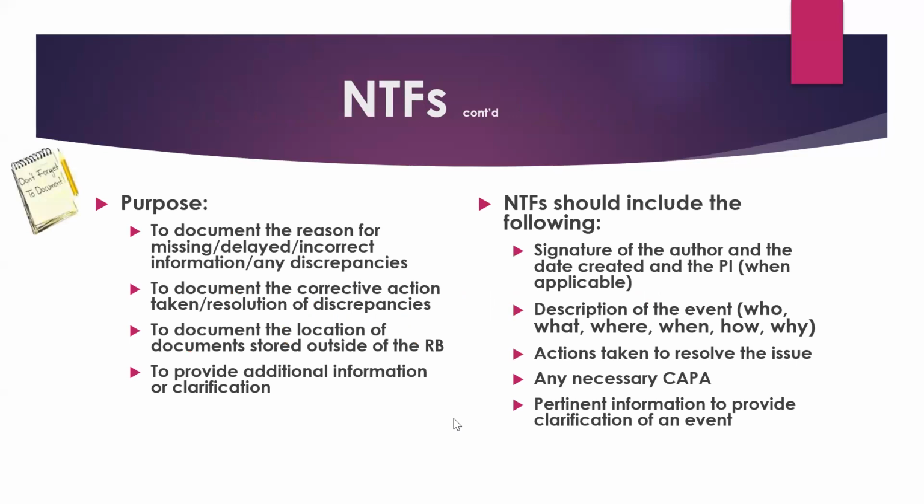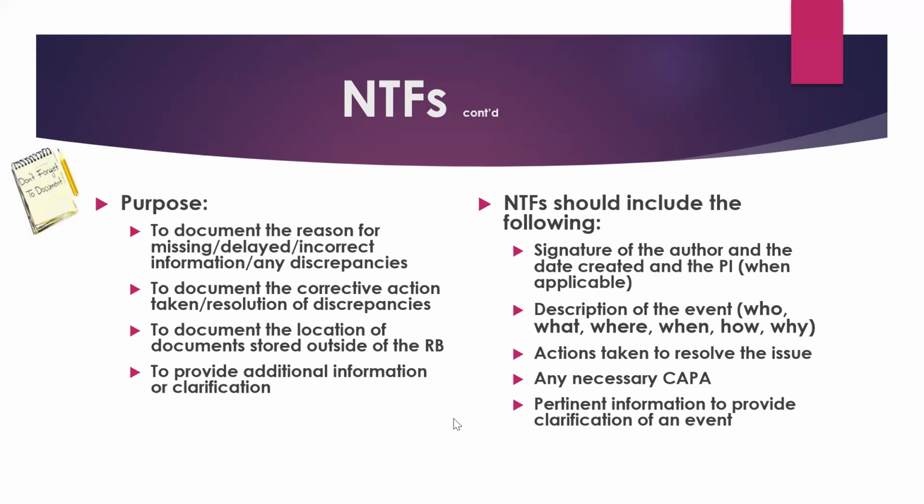So what's the purpose? I think we've covered most of that. And what it should include, when you do write a note to file or a memo, you want the signature of the author, the date it was created, and depending on what you're writing it about, the PI might even need to sign, just to say that they're aware, or put in there the PI was aware on this particular date. And you want a description, like we talked about, of who, what, when, where, how, why it happened, if you know why it happened, or actions taken to resolve it.